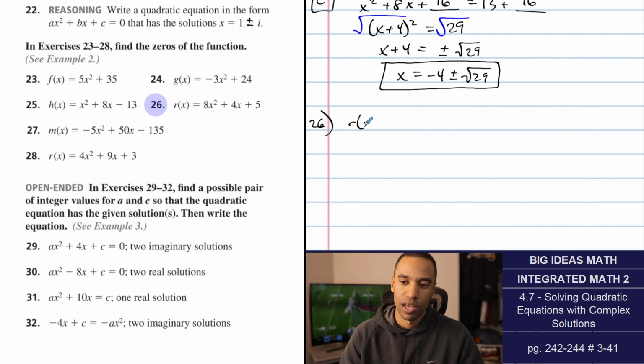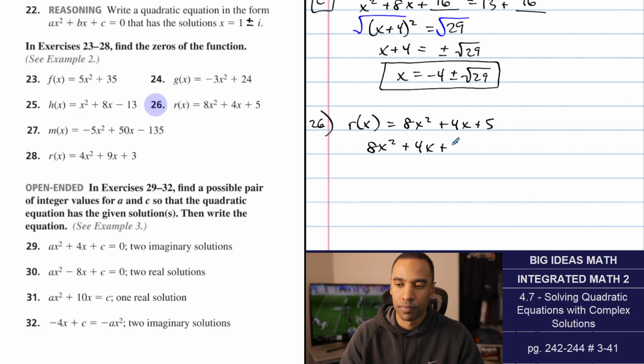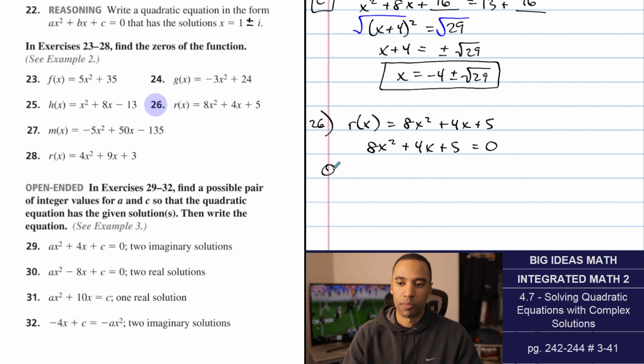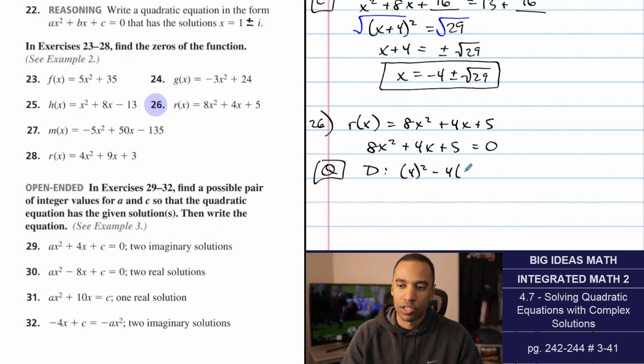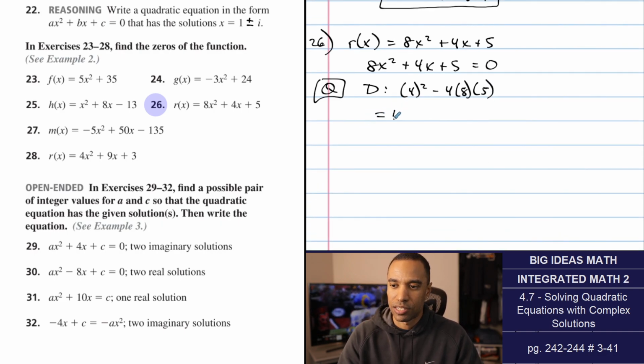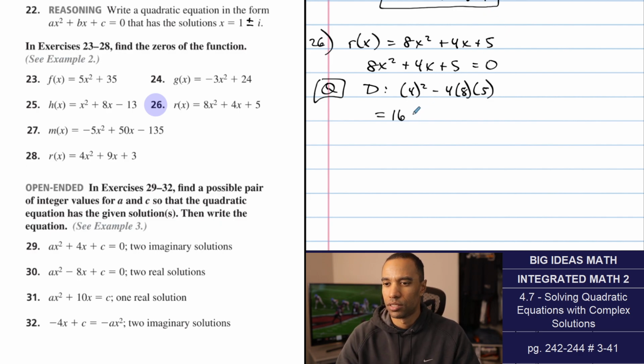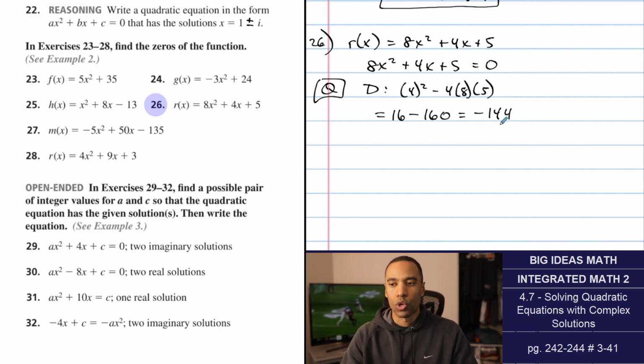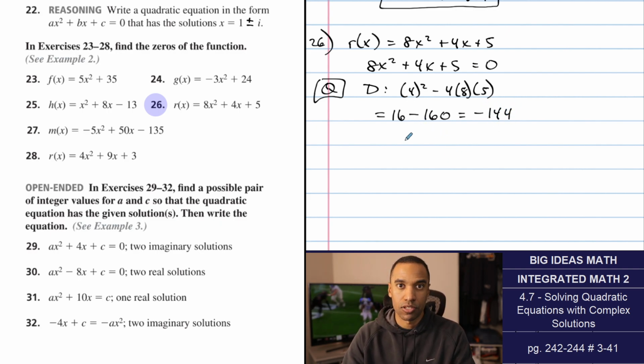Number 26. R of x equals 8x squared plus 4x plus 5. Sure don't look factorable as we set this equal to 0. Looks like quadratic formula is the way to go here. We have a discriminant of b squared minus 4ac. Yep, doesn't look real either. We're going to get 16 minus 160, which is negative 144. Okay, so a perfect square in and of itself, but being negative means imaginary.